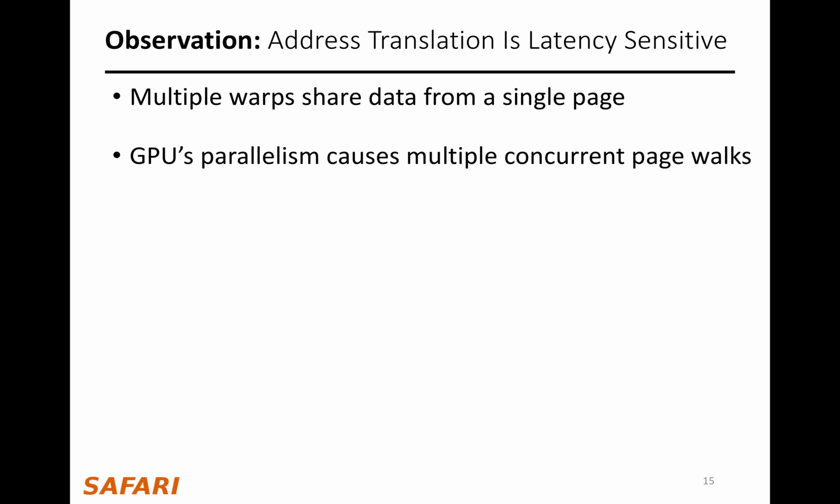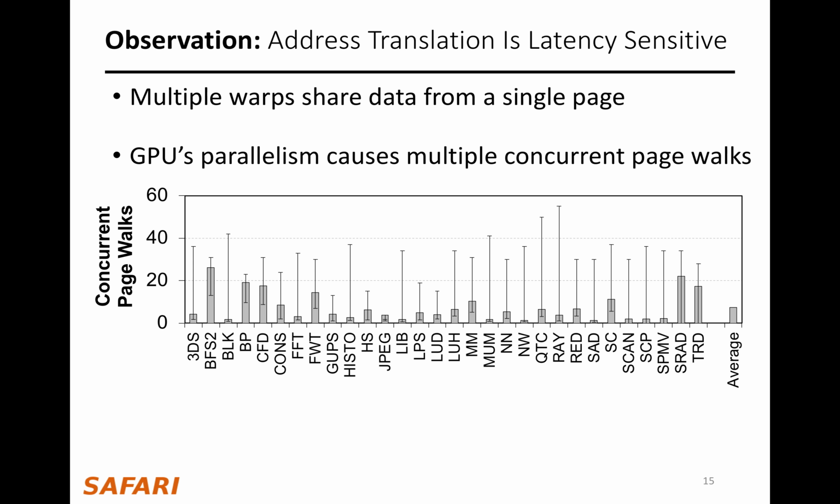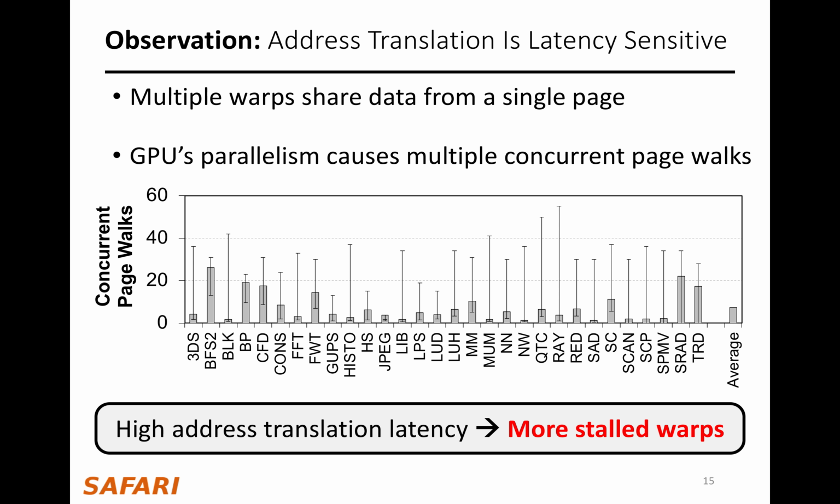On top of this, the GPU's own parallelism can cause multiple concurrent page walks. On this y-axis, I show the number of concurrent page walks across all the applications we evaluated, including the average bar. As you can see here, there are multiple instances where there can be more than 20 concurrent TLB misses happening at the same time. So we found that high address translation latency can lead to many more stalled warps, and in the end, that would degrade the GPU performance.